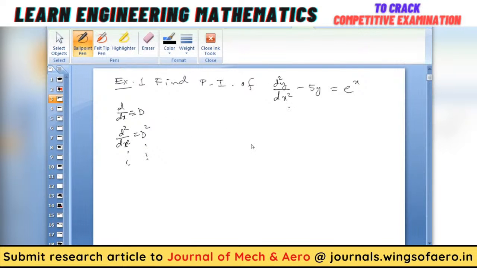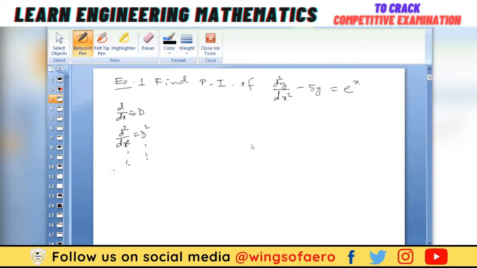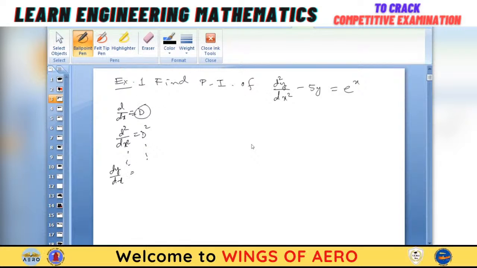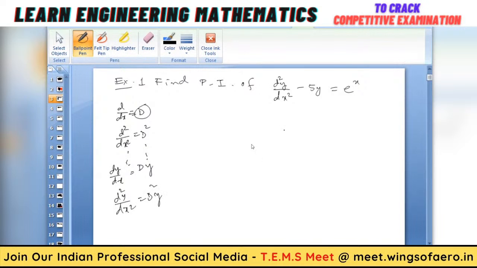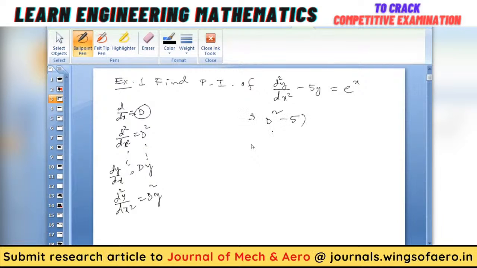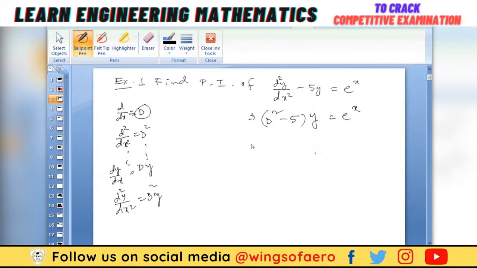So if d/dx is considered as capital D, then dy/dx is obviously D into y, or Dy. It is not multiplication, it is an operator. Similarly, d2y/dx2 we can write as D square y. So this equation can be written as D square minus 5 of y is equal to e to the power x. Okay, now how to find the PI?